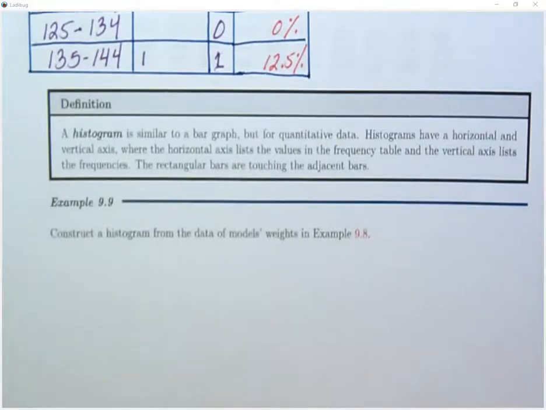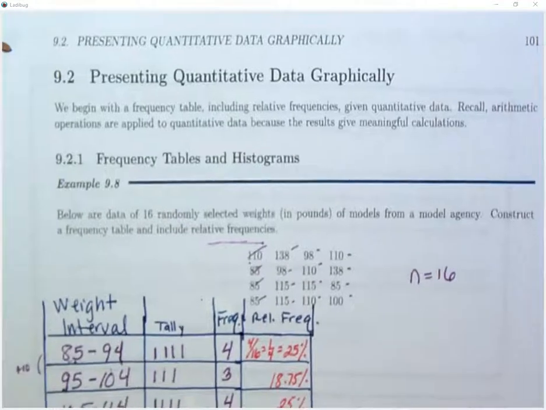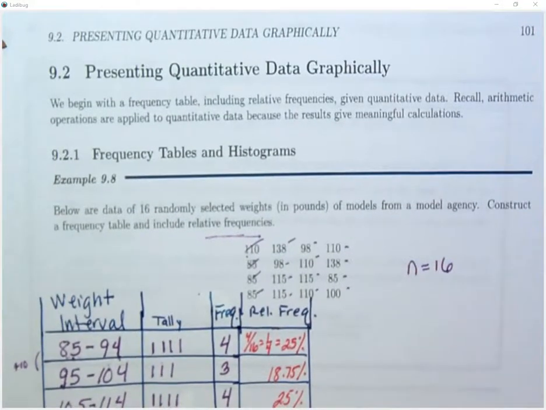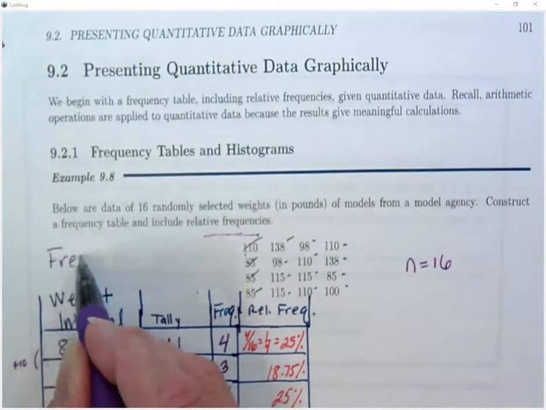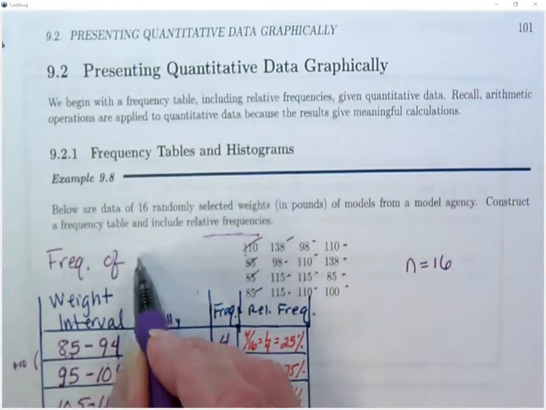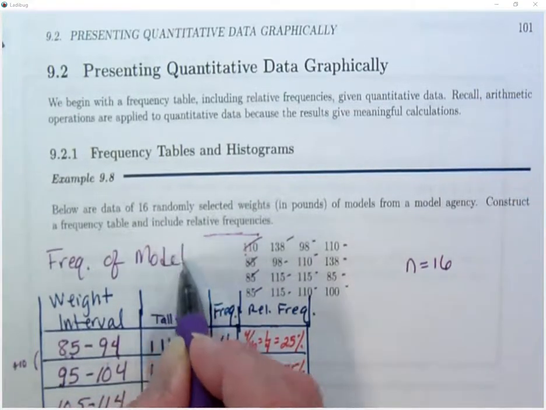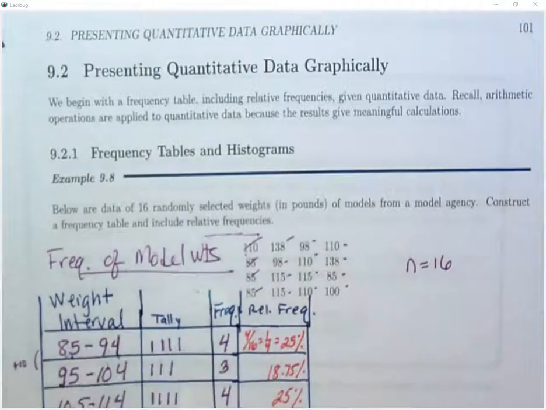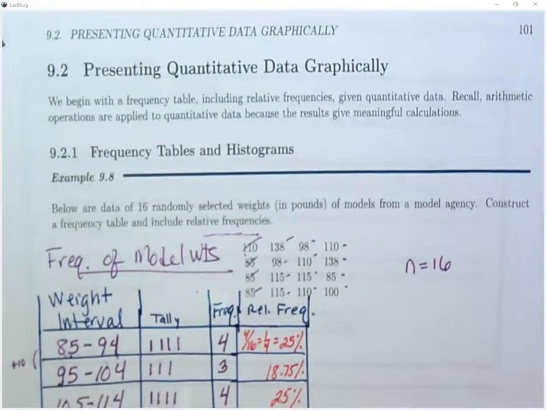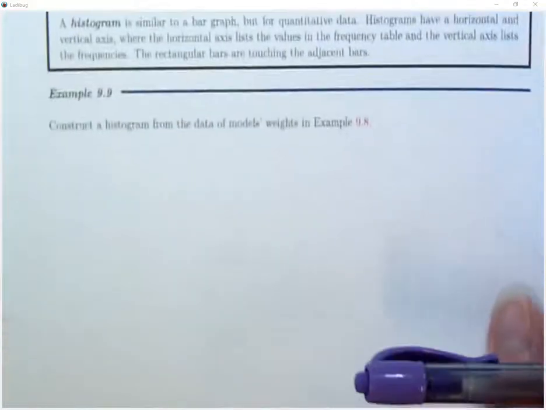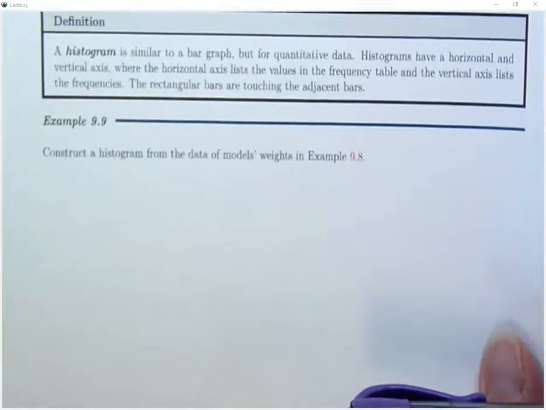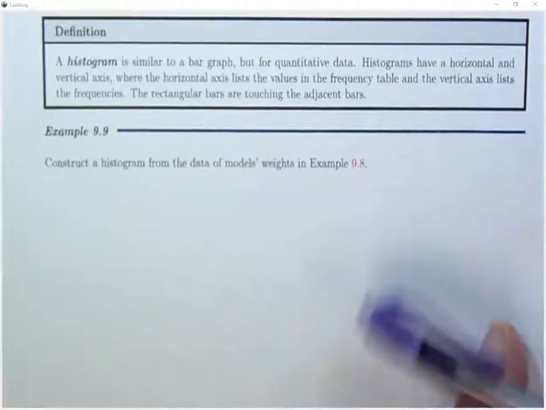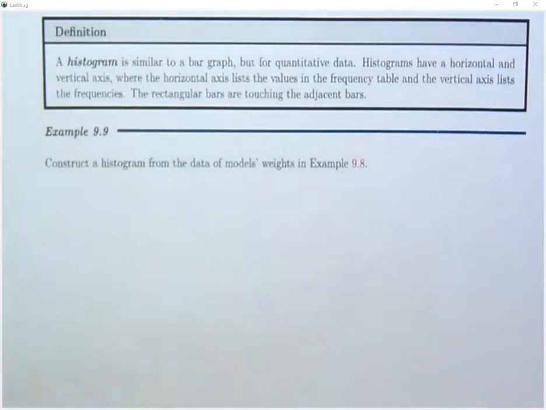Anytime you do this, actually I should have a title here. This is a frequency table of model weights. Just be kind of brief. If you're doing it for a project and want it to look really nice, then do a better job with that. But for the notes and homeworks, just sketch it out.